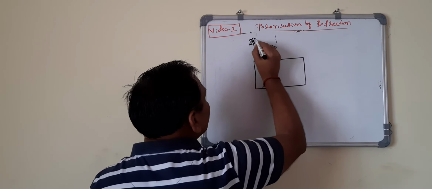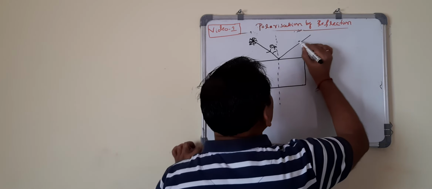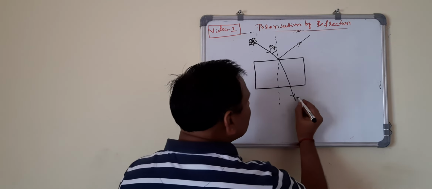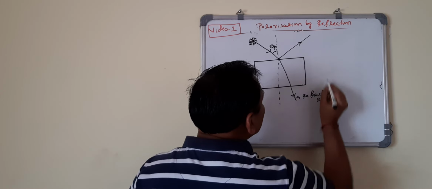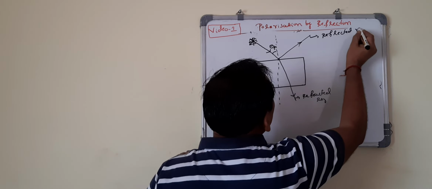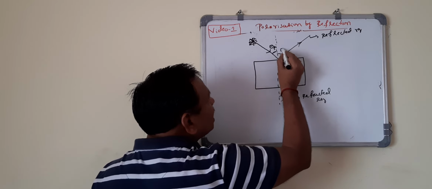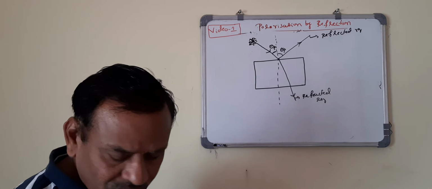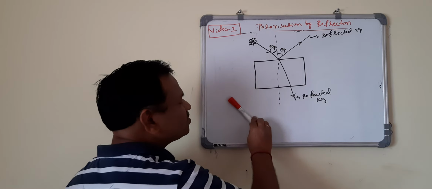When unpolarized light is incident on it, you are observing two phenomena. One is reflection and another one is refraction. This is called the refracted ray. This is called the reflected ray. According to the laws of reflection, when this is the angle of incidence theta, this is the angle of reflection, also theta. Now, this angle of incidence, you can change it.